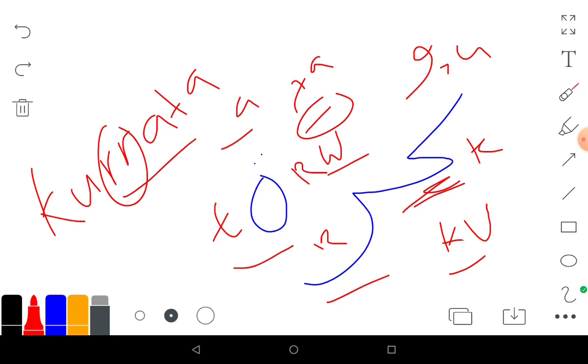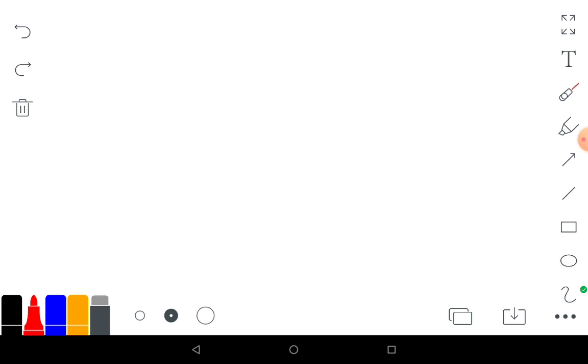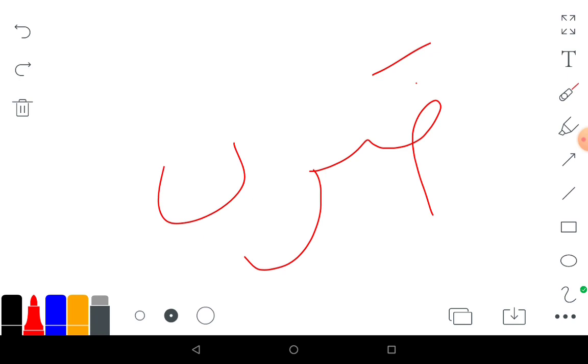So I hope you get it. Same as this. This is do, right? This is the huruf do, and I combine it with ra and ba. I want to put a fathah, so it becomes do.